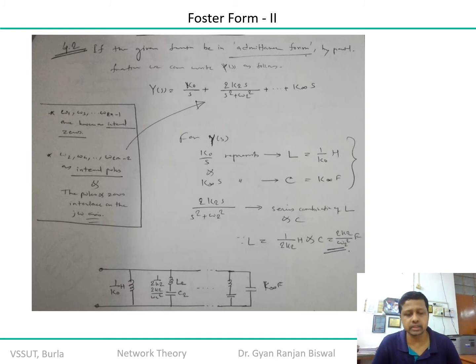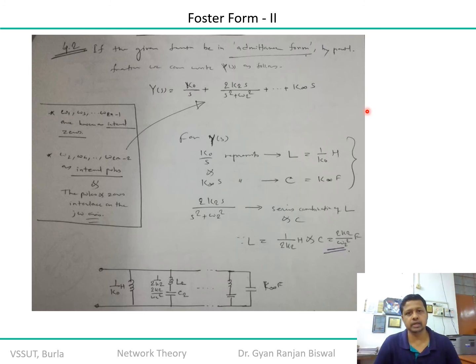Now in this function, compared to Foster form 1, what have we realized? This K0/s, because it is an admittance function, is representing what? An inductance, where the value of inductance is equal to 1/K0, so L is equal to 1/K0 Henry. Obviously the inductance in the admittance function, which has the value 1/K0, is the dual of the capacitance in the impedance function of the same magnitude, 1/K0 Farad.